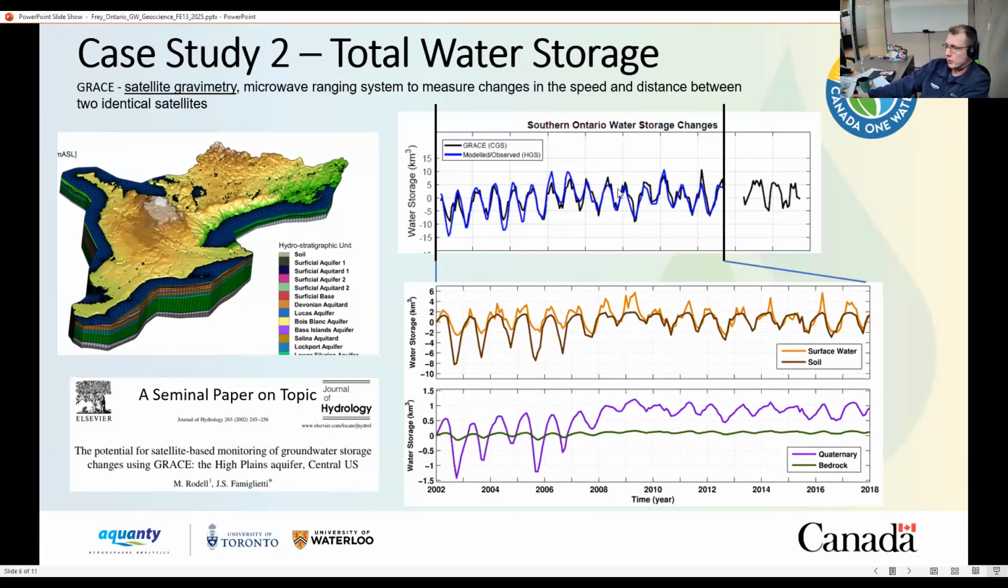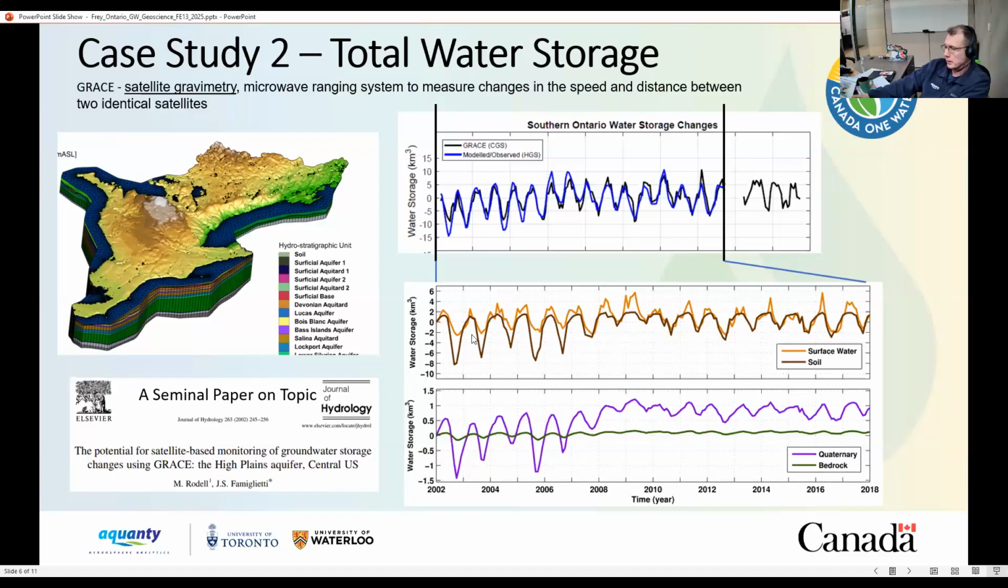And if we just look here on the panels on the right, you can see that the big picture correlation between HGS and GRACE is very good. So that indicates that HydroGeoSphere is capturing quite nicely the total water storage change over time. This case is the Southern Ontario model domain. And then we can break down that HydroGeoSphere signal into the different components associated with surface water and soil water storage variability, and then storage variability in the quaternary and bedrock layers.